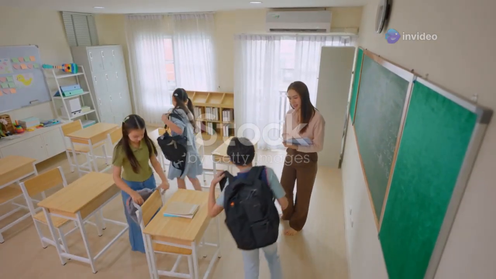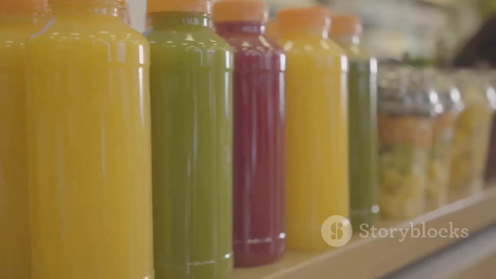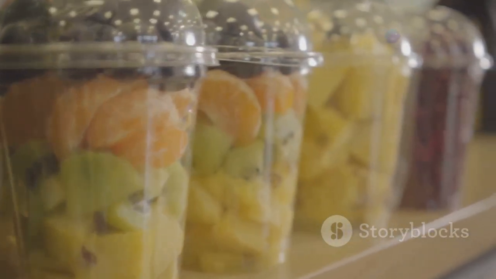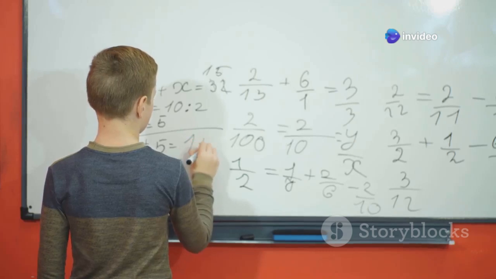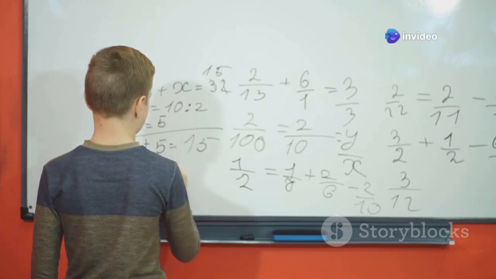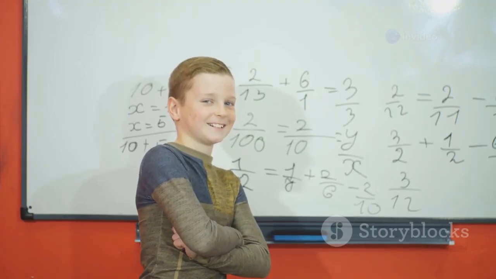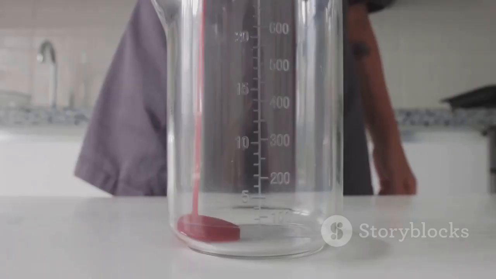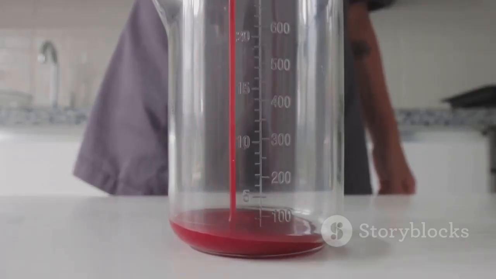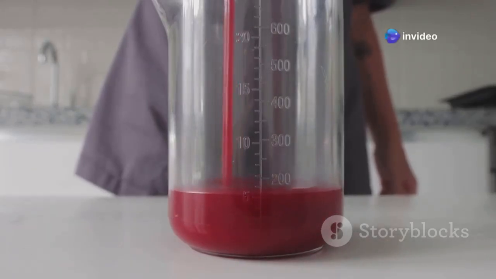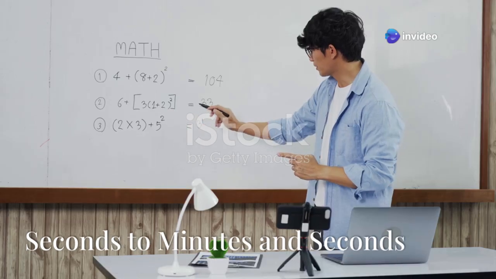Let's practice multiplication with a real-life scenario. If a bottle contains 250 milliliters of juice, how many liters of juice will 8 bottles hold? First, we multiply the volume of one bottle by the number of bottles. 250 milliliters per bottle times 8 bottles equals 2,000 milliliters. So, to convert milliliters to liters, we divide by 1,000. 2,000 milliliters divided by 1,000 milliliters per liter equals 2 liters.